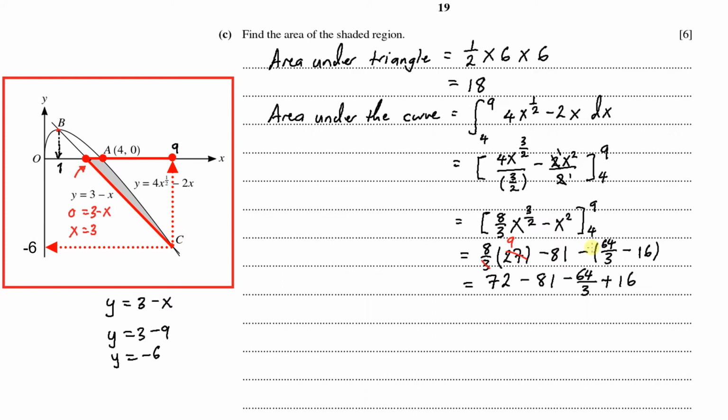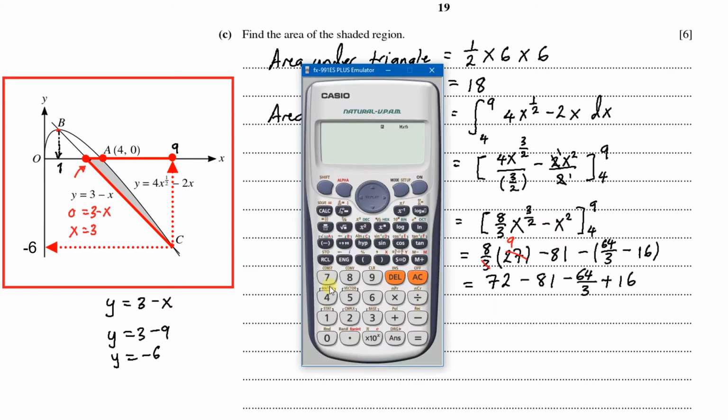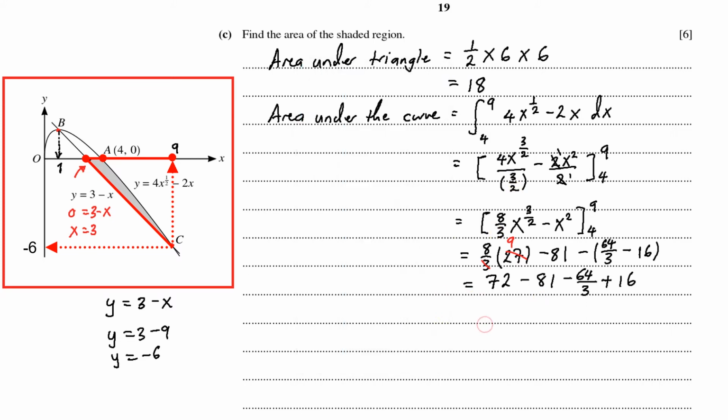So we can just calculate this. That's 72 minus 81 minus 64 over 3 plus 16. And this gives us minus 14 and a third. So we have minus 14 and a third. That's the area under the curve.